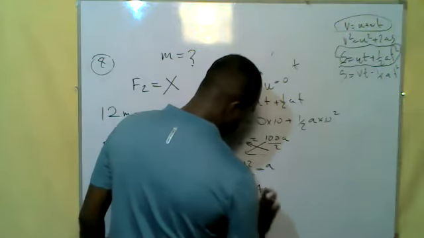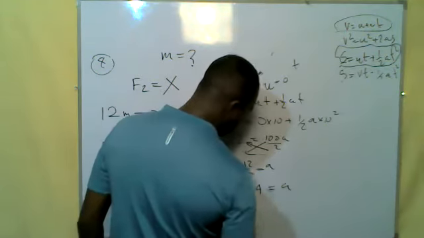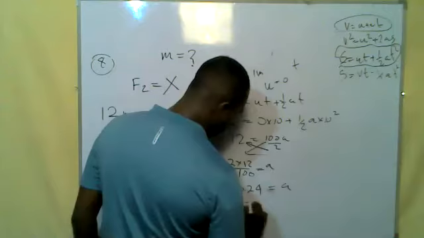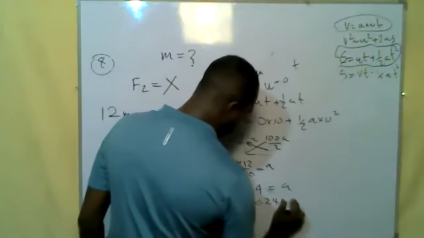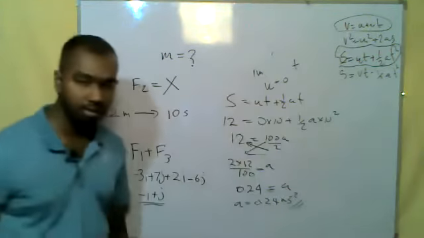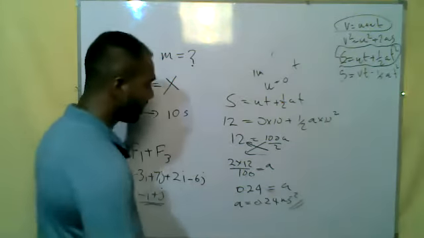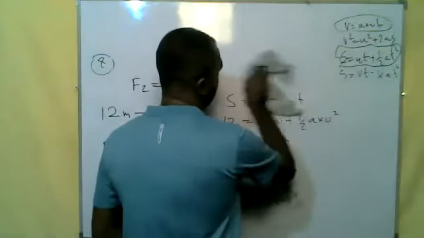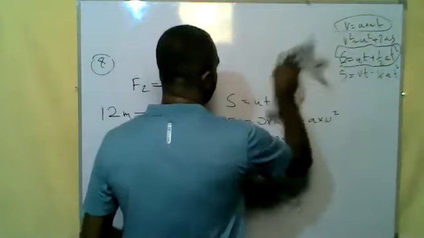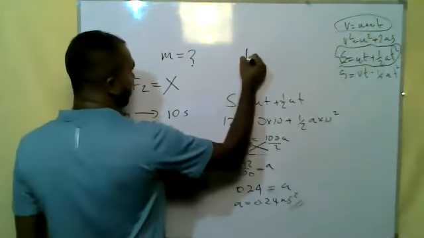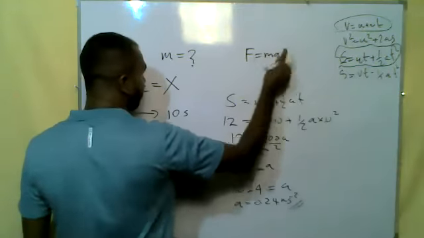0.24 is the answer, the acceleration of this body. So acceleration equals 0.24 meters per square second. Okay, this is the acceleration of the body. So now we get the acceleration as well. Can we find the mass now? Do we know it? Now think, can we apply F equals mass times the acceleration?